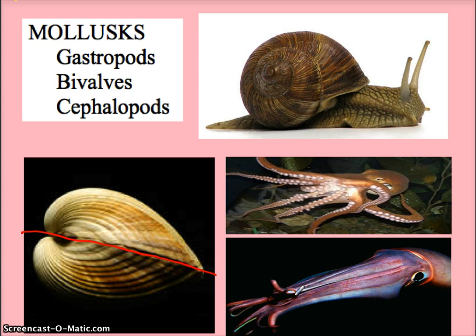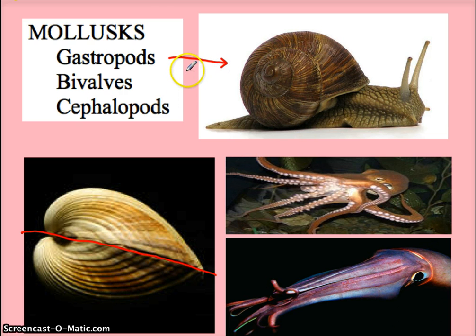They have hearts, and they have blood, but the blood isn't always in veins. In many cases, the blood just oozes out on top of the organs, and that kind of gives it a life, you might say. We have gastropods, bivalves, and cephalopods. Now, gastropods have either one or no shell.